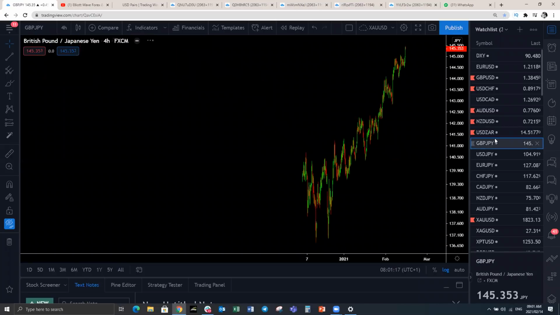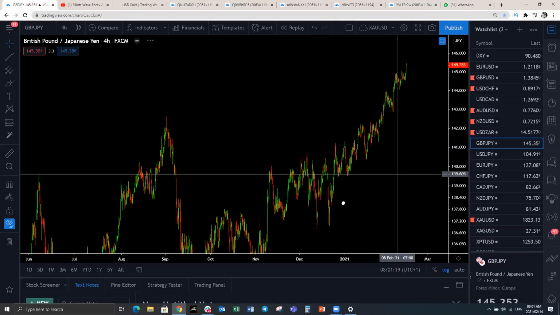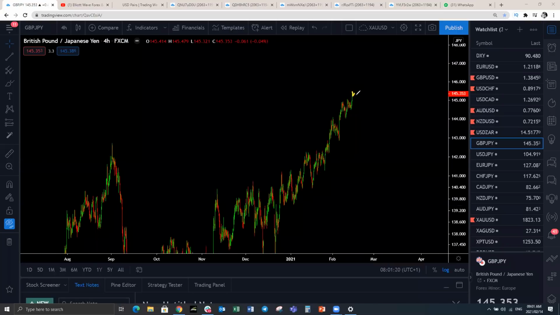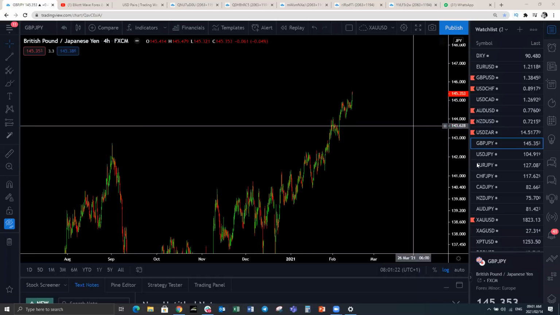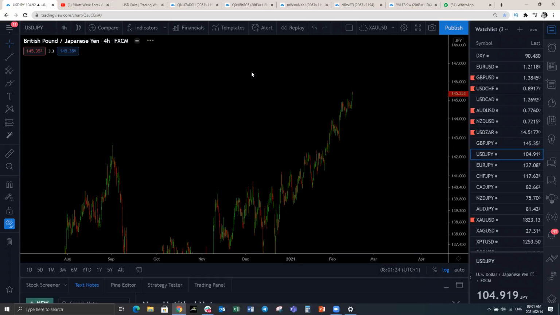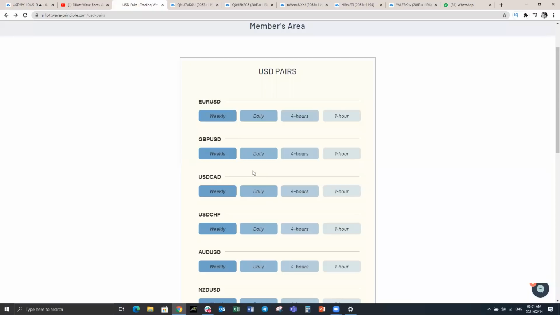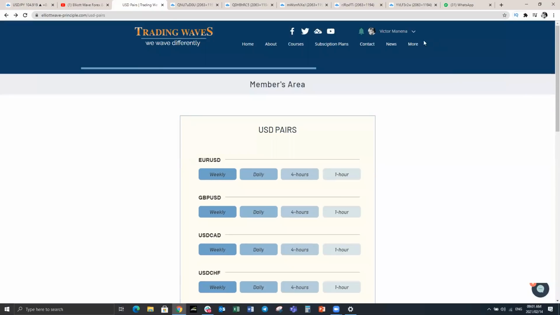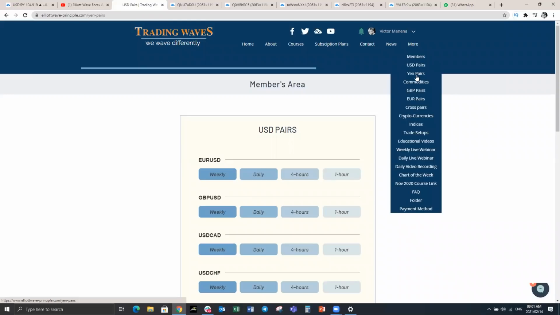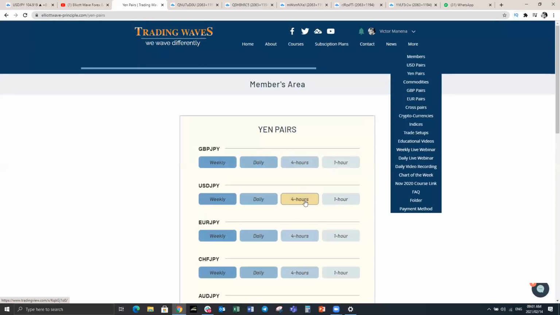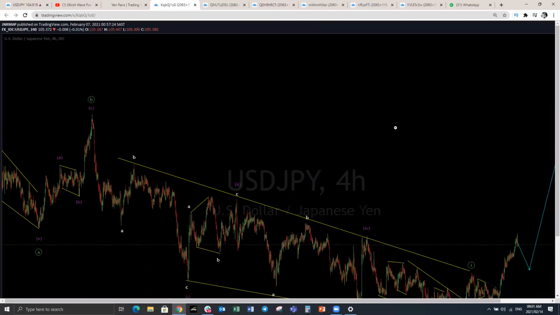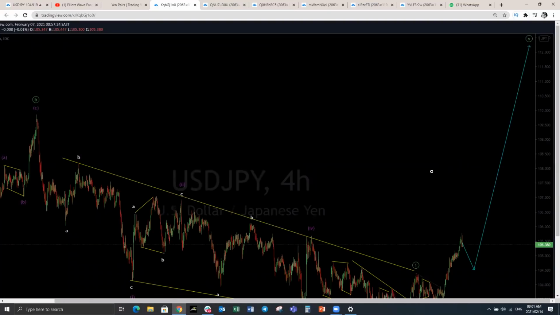Pound yen, we've already detailed pound yen and what we expect of this one. Expect this one to continue to the upside. US dollar yen, let's have a look here on US dollar yen, what we expected, what our members saw before the moves. So let's go to the yen pairs. So US dollar yen, what did we expect? We expected a move to the upside.